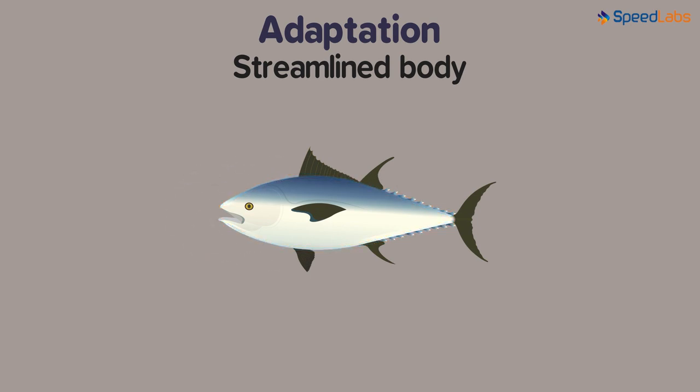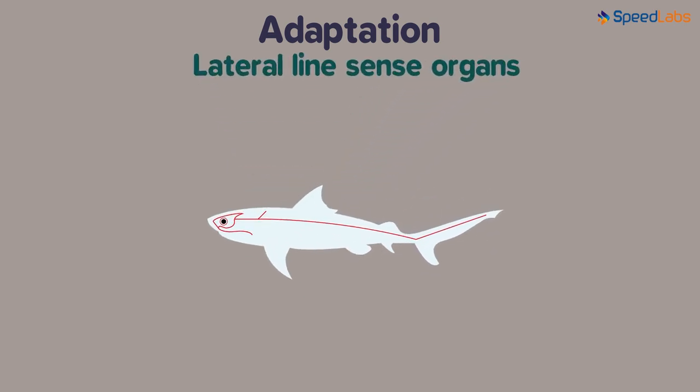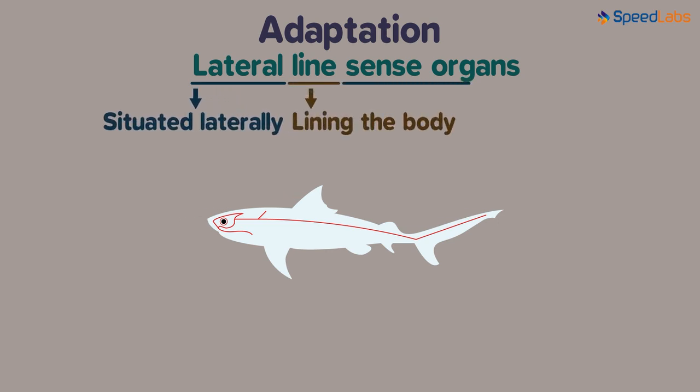Another adaptation is the presence of lateral line sense organs. Let's see what these are. Lateral means situated laterally at the side. Line means lining the body. Sense organs, needless to say, are the ones that help in sensing. So, many aquatic animals, especially fish, have organs for sense vibrations in water. These are situated from the head to the tail on both the sides.